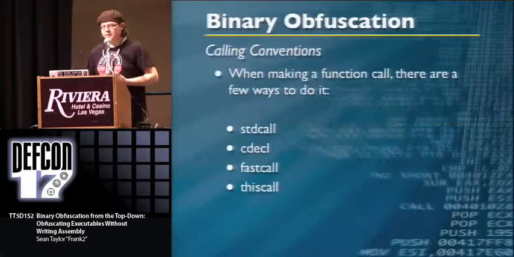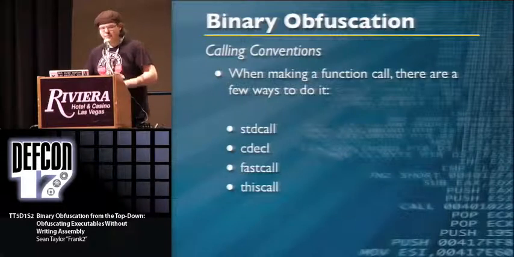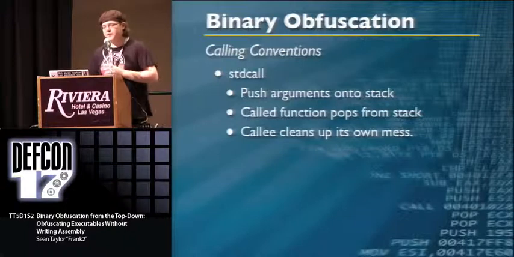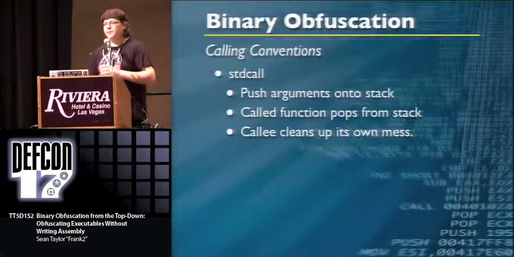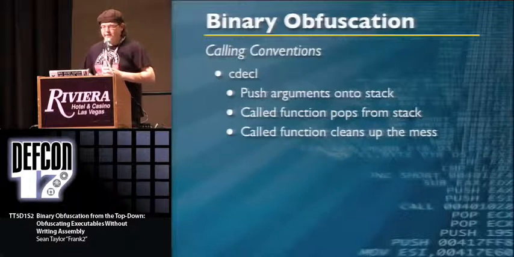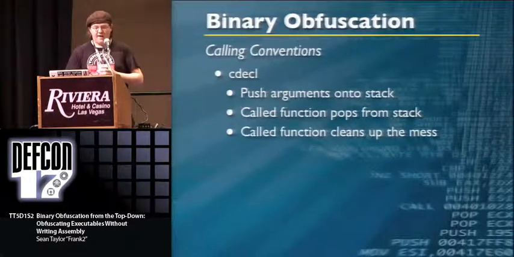So these are the four typical types of calling conventions. You have stdcall, cdecl, fastcall, and thiscall. And these are very simple calling conventions. What you really need to know is for stdcall, it pushes a bunch of arguments onto the stack. Then the called function pops everything from the stack, and the person who calls the function cleans up the mess. Cdecl is kind of the inverse of this. It pushes arguments onto the stack, the called function pops from the stack, and then the called function cleans up the mess.